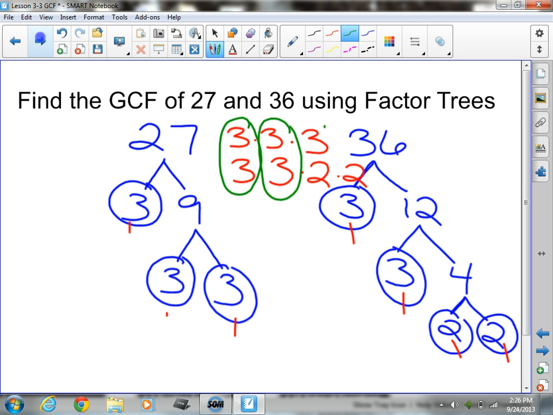I need to take now, this is where it could get a little confusing, but just pay very close attention. I have one group of 3's, so I'm going to write 3 right there. I have another group of 3's, so I'm going to write that right there and multiply them together. 3 times 3 is 9, so the greatest common factor of 27 and 36 is 9.